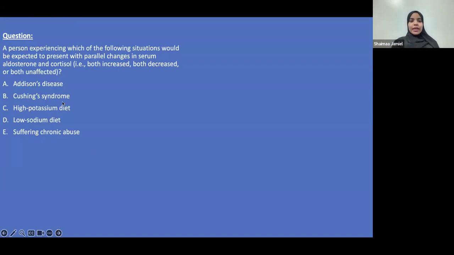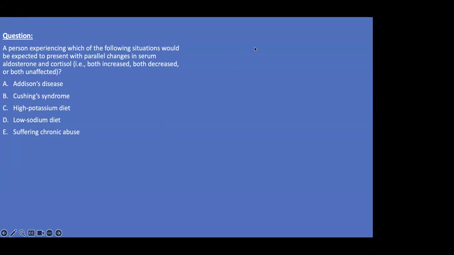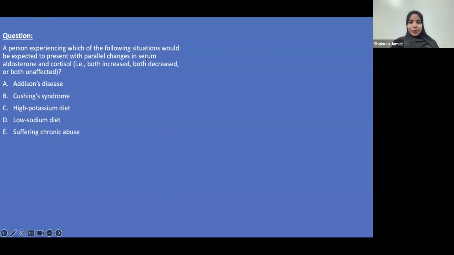Okay, next question. A person experiencing which of the following situations would be expected to present with parallel changes in serum aldosterone and cortisol? What do you mean by parallel changes? Either both increased, both decreased, or both unaffected? Saying A. Okay, yes, that is correct. So it is Addison's disease.